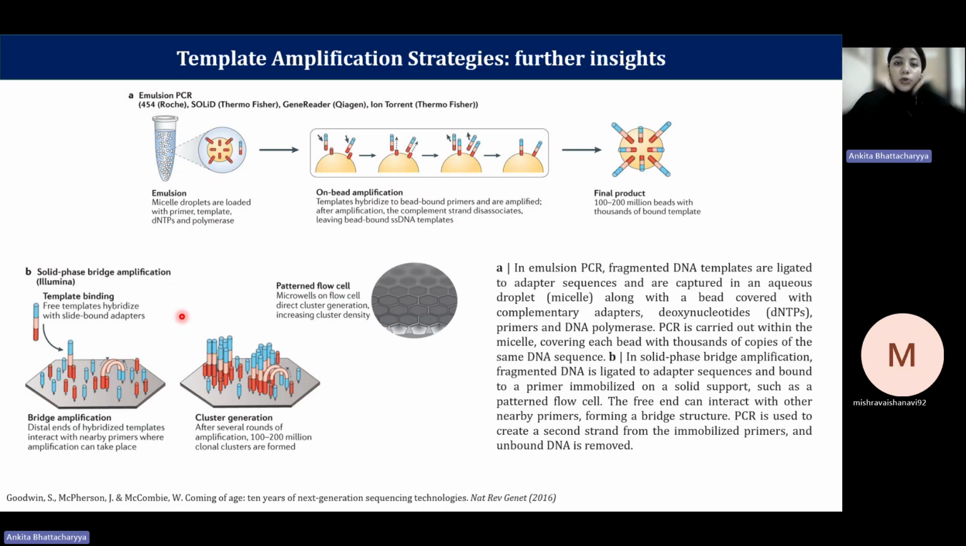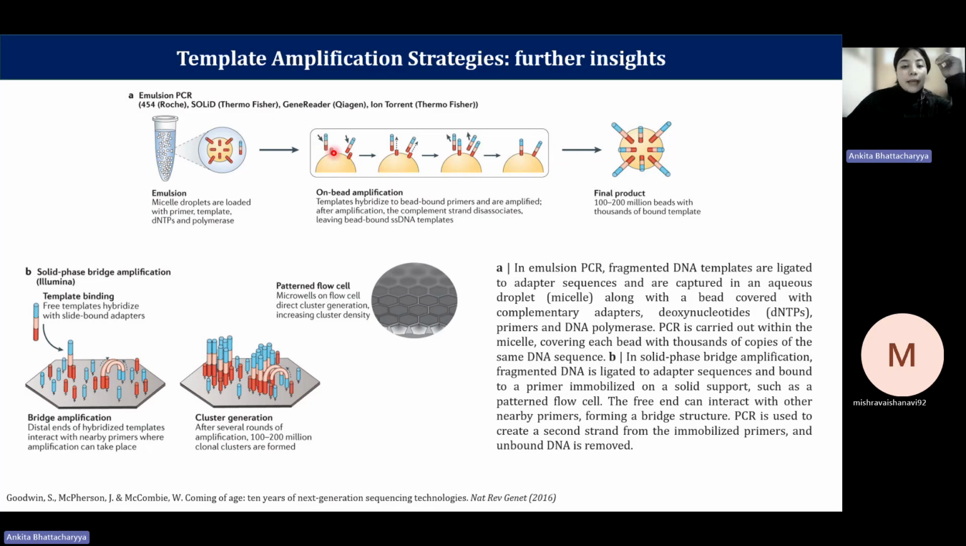But for now, to summarize the template amplification strategies that I talked about, the first one is emulsion PCR, majorly used by Roche, SOLiD sequencing, QIAGEN and Ion Torrent as well. Here you have one tube with emulsions within which there are tiny beads, on the surface of which you have adapter complementary primers present. They have the template, the primer, the NTPs and polymerase. Amplification is carried out on the bead.